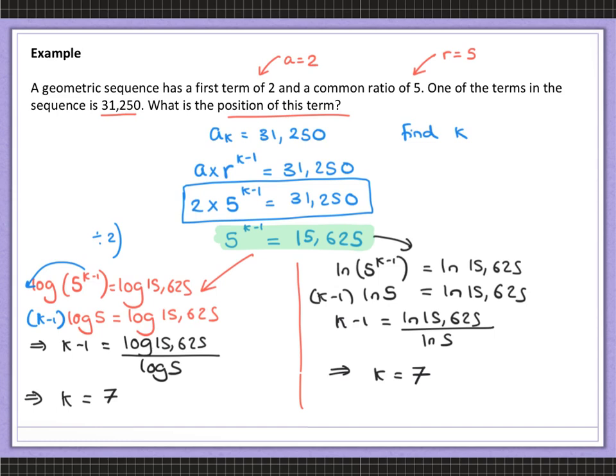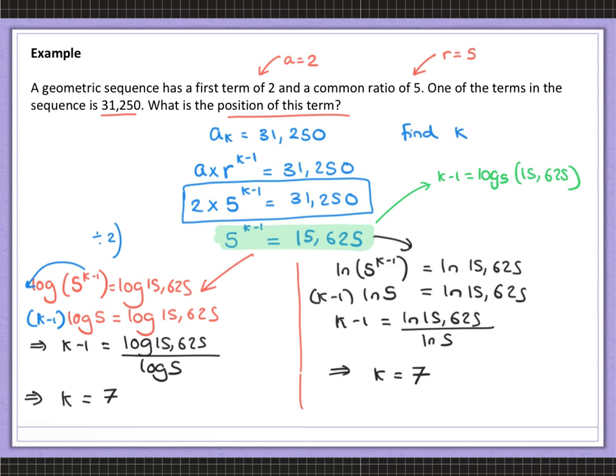Now, some of you will be wondering why, when looking at this equation, I did not just use log to the base 5 to solve it. I could, in theory, have written down that k minus 1 equals log to the base 5 of 15,625 and worked out the answer that way. And you're absolutely right, I could have done that. And as you will find, I get an answer of k equals 7 again. So all three methods work.